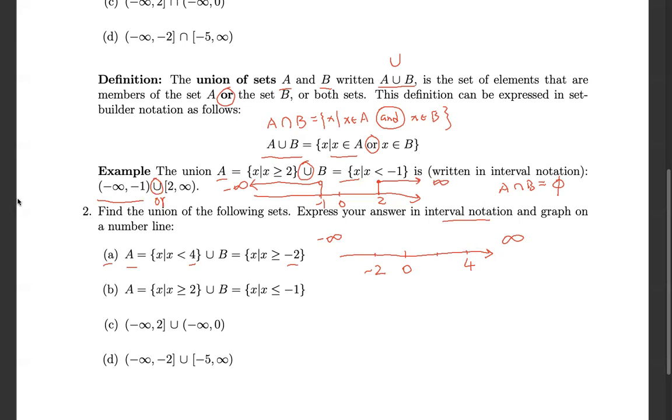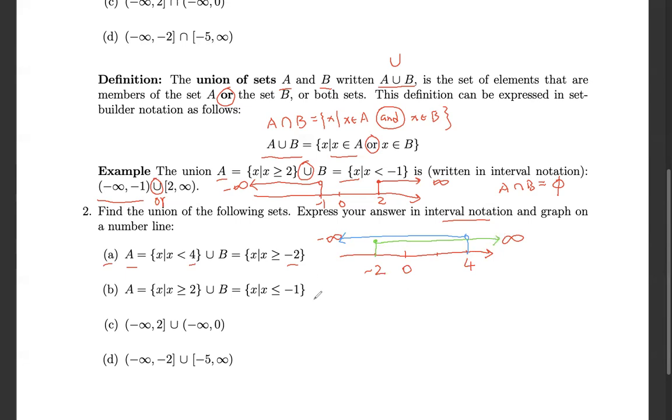Now set A is x less than 4. Let me use different colors. Less than 4, not including 4, so make an open circle, less than, we go to negative infinity. B is x greater than or equal to -2. Let's use green color. With the equal sign, we make a solid dot. Greater than, we go to positive infinity.